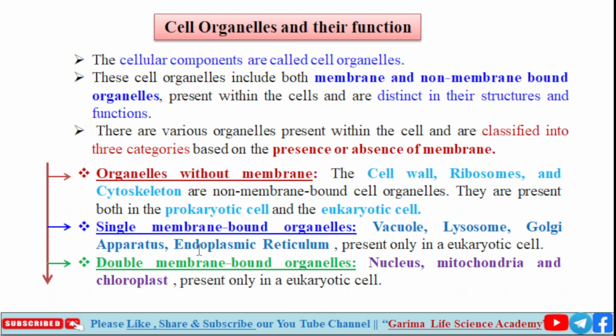So we saw the three types of cell organelles based on the presence or absence of membrane. First is organelles without membrane, second is single membrane bound organelle, and third is double membrane bound organelle. In single membrane bound organelles, there are vacuole, lysosomes, Golgi apparatus and endoplasmic reticulum. In double membrane bound organelles, there are nucleus, mitochondria and chloroplast. Cell wall, ribosomes and cytoskeleton are examples of organelles without membrane.